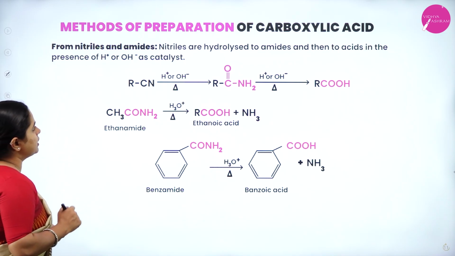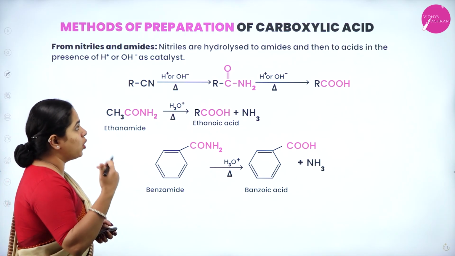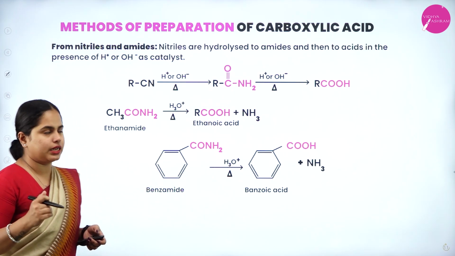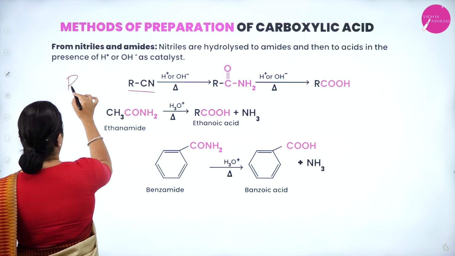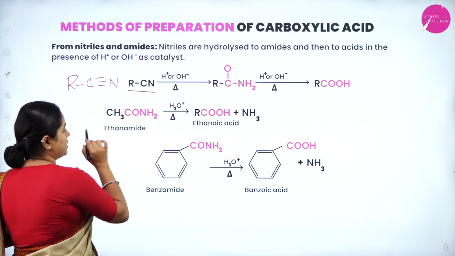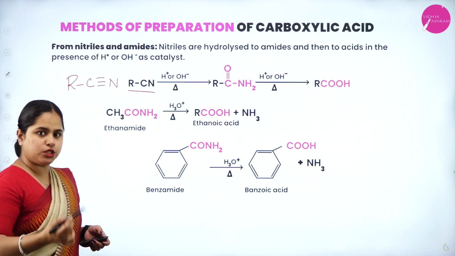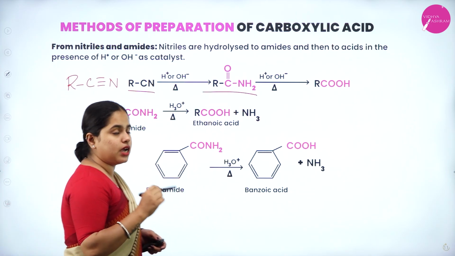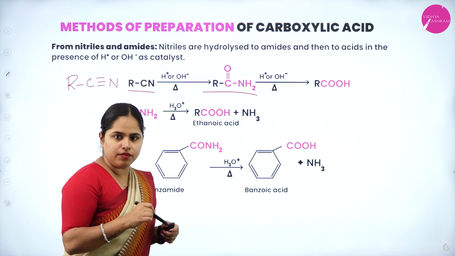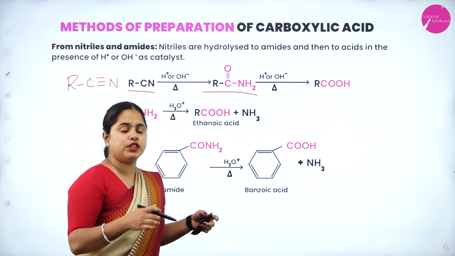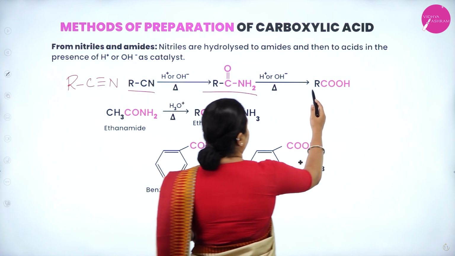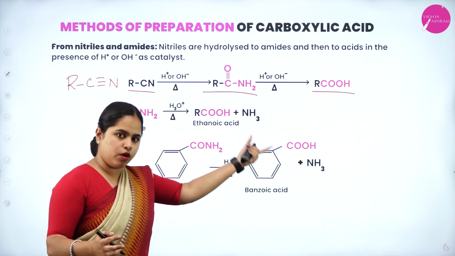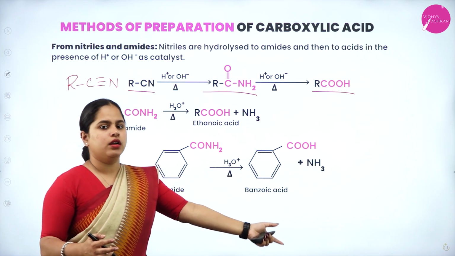Next one is from nitriles and amides. Nitriles are hydrolyzed to amides and then to acids in the presence of H plus or OH minus as catalyst. So this RCN, RC triple bond N, which is called nitrile, in the presence of H plus or OH minus, what is going to happen? First it will form amide, that is RCONH2. Amide will be formed, which again further reacts with H plus or OH minus to form carboxylic acid. Okay, so 2 steps we studied from nitrile. First it will form amide, then from amide it will form carboxylic acid.